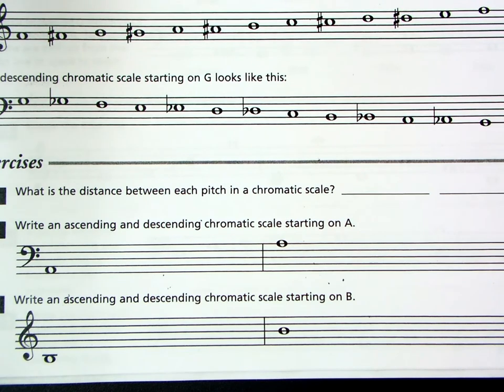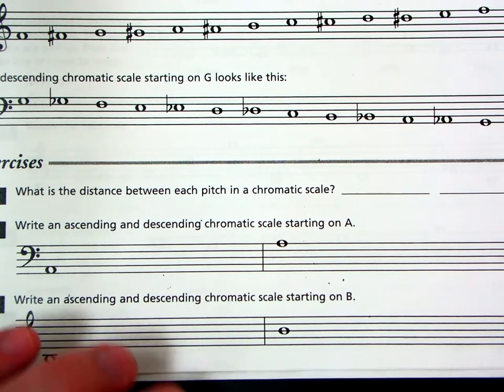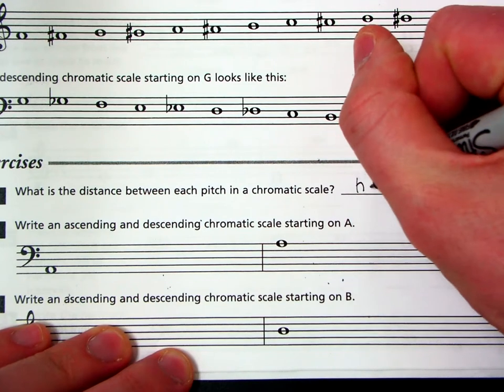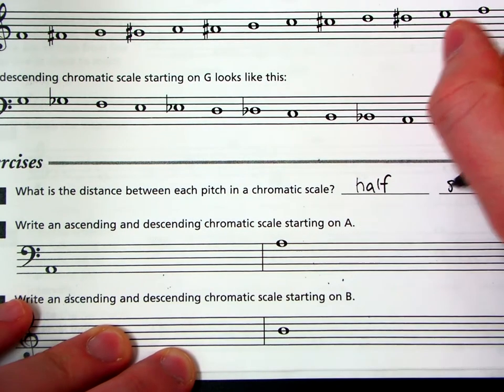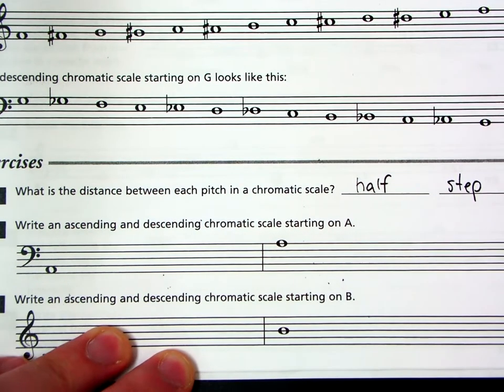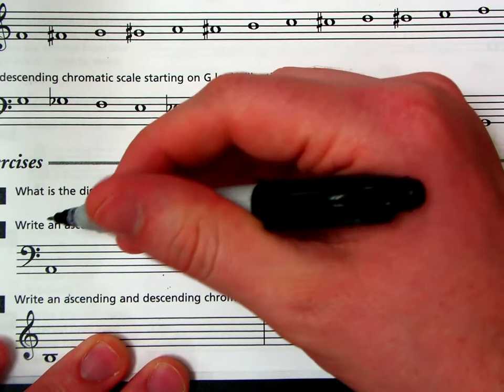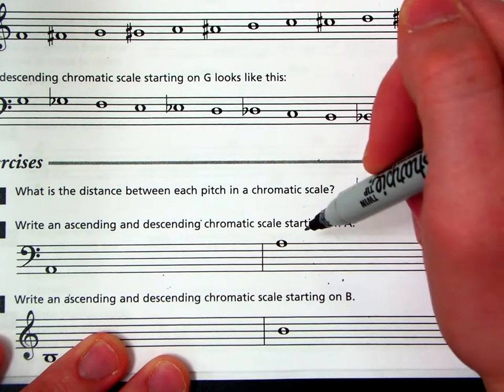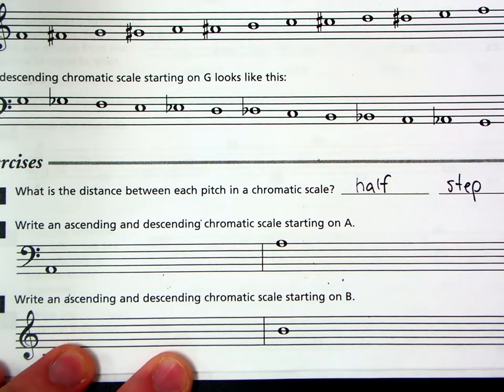Alright, question 1 says, what is the distance between each pitch in a chromatic scale? We know that from earlier, it's a half step. Either ascending or descending, half step. Alright, question 2, write an ascending and descending chromatic scale starting on A. Remember, we can start on whatever note.